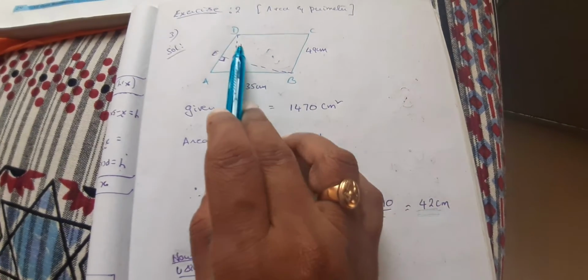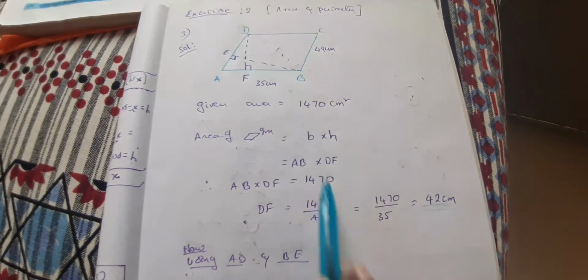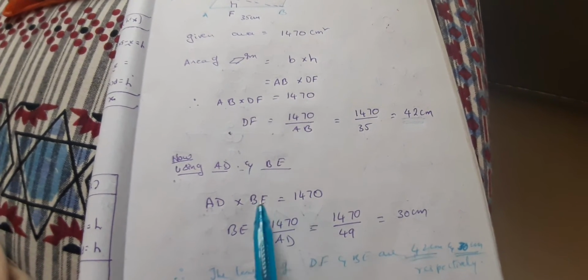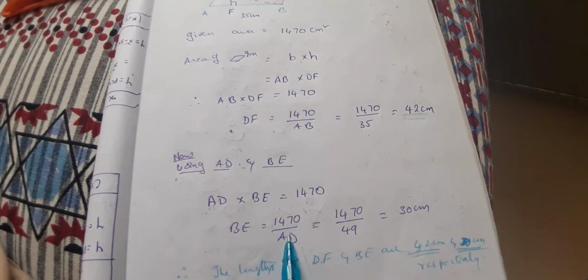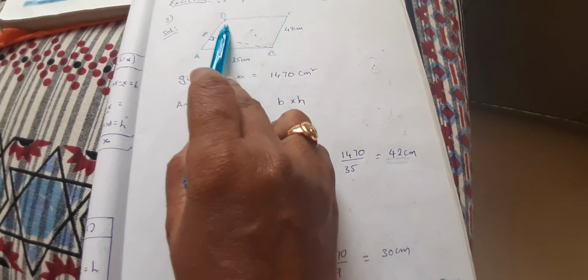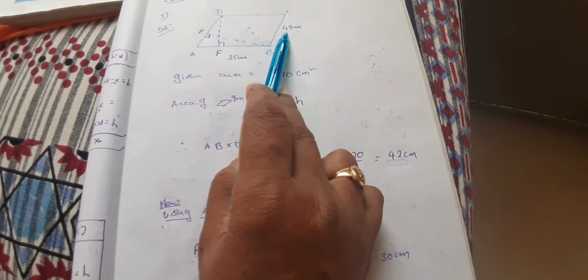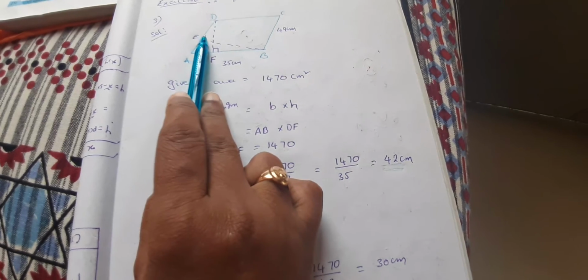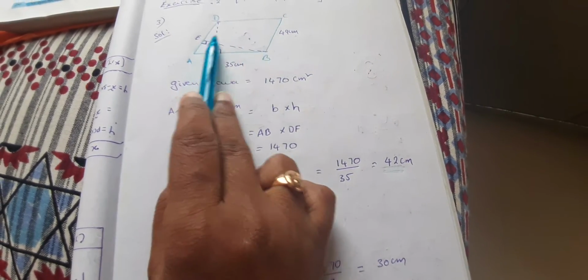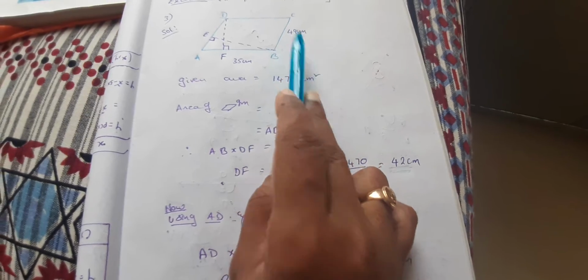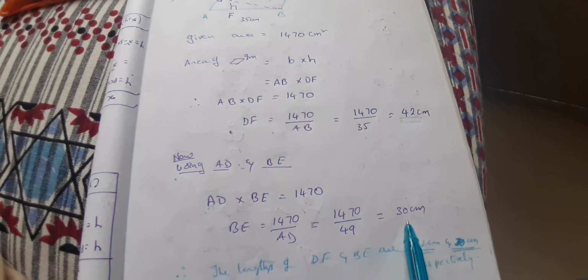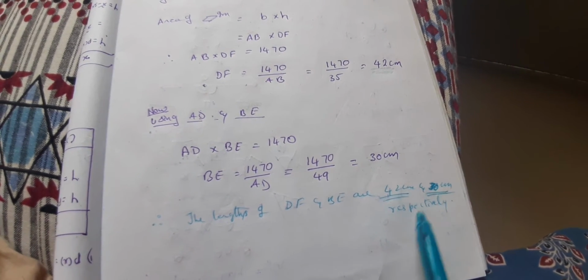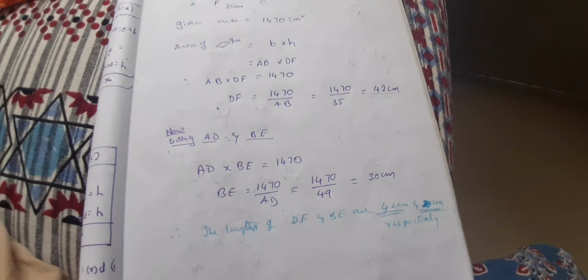Similarly, take this one as the base and this one as the height. AD into BE is 1470. We want BE, again same cross multiplication. AD is 49 centimeters. In your textbook it is given, but to make it clear that these are 2 parallel opposite sides which are equal, I wrote it here as 49 centimeter. So 1470 by 49 is 30 centimeter. We got both. DF and BE respectively are 42 and 30 centimeters. Okay, take a screenshot and copy the notes.